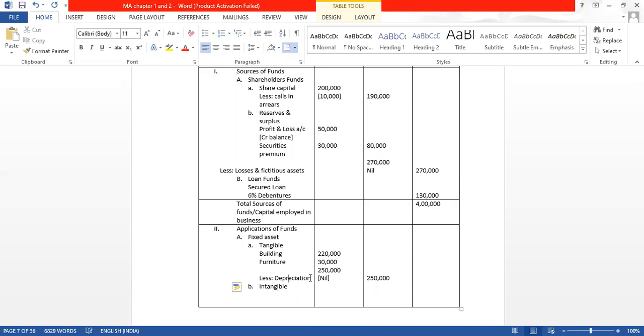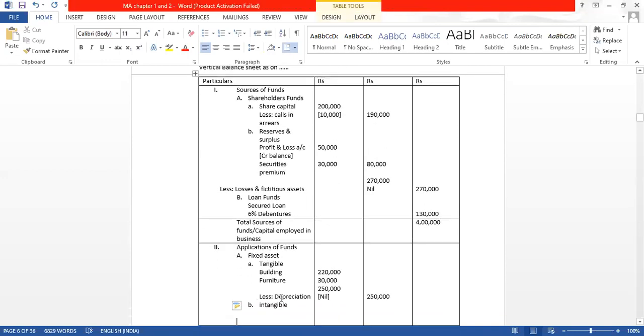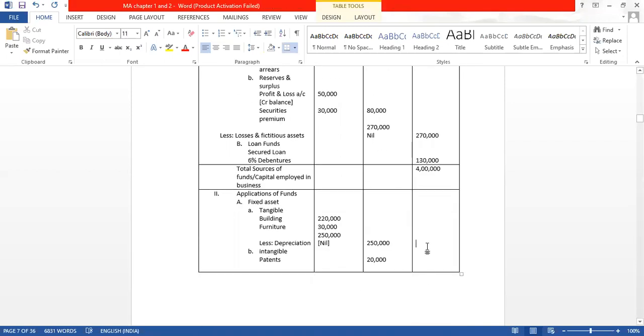In intangible, we have patents, 20,000, only one. So we will write here patents. Patents is how much? 20,000. So total is how much? 2,50,000 plus 20,000. Fixed asset is 2,70,000.